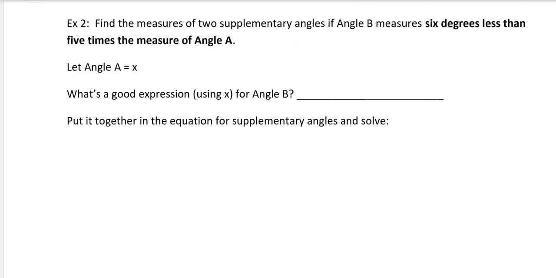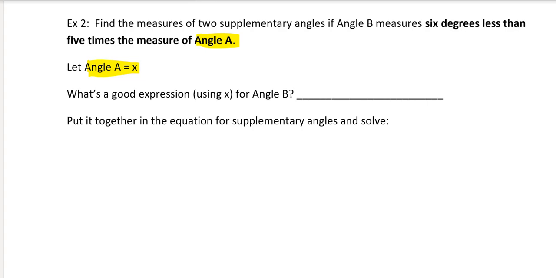Yes. So here in example 2, we're going to take a look at this word problem. Find the measure of two supplementary angles if angle B measures 6 degrees less than 5 times the measure of angle A. Wow, that's a lot of words. We have to come up with an expression for angle B, because they already tell us angle A is actually x. So angle A is going to be x. This is really important because it sets up a key for us. That variable is going to represent angle A.